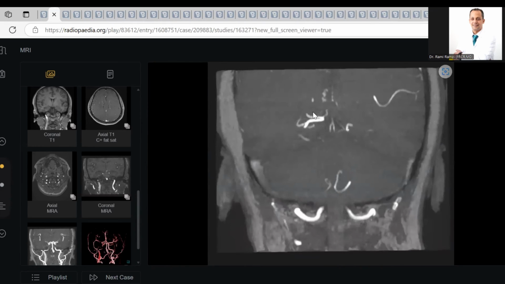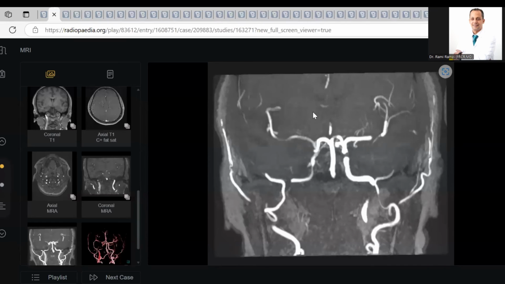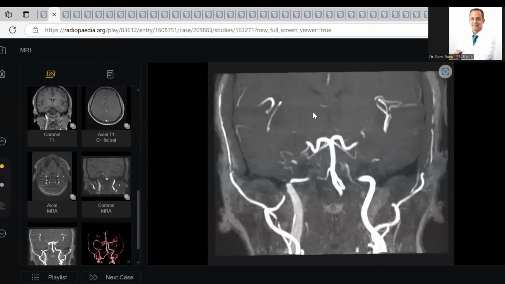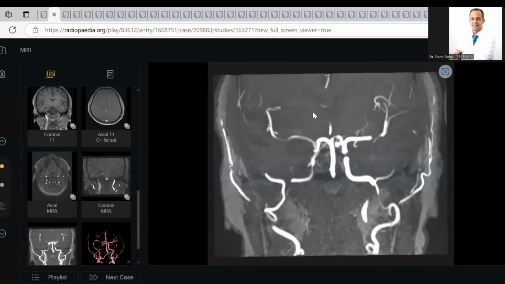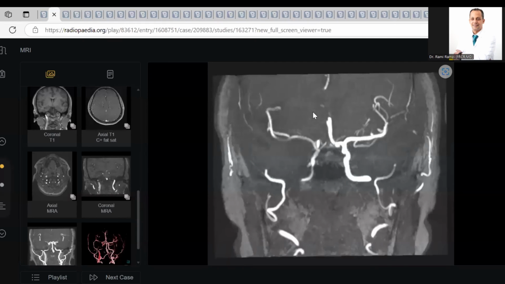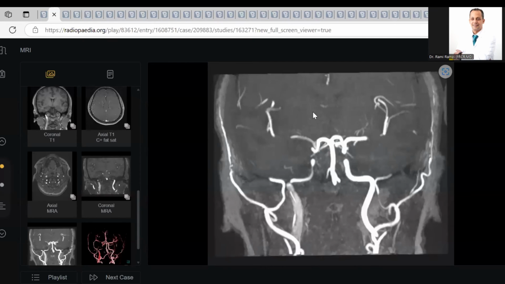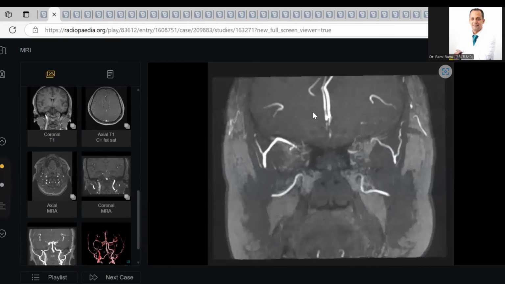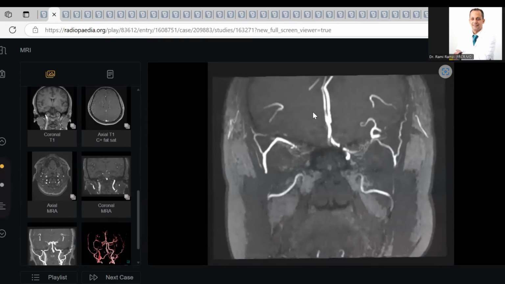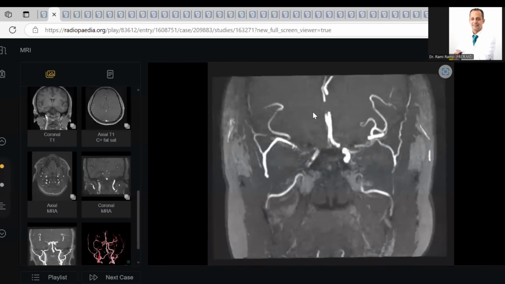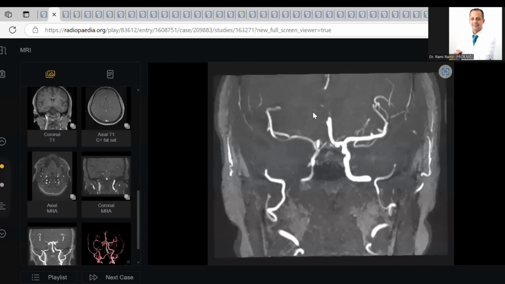Which type of MRI is this one? This is, I think, the time of flight image. Excellent. What happened? There is a dissection with a double lumen, one, I think, false lumen, and the true lumen is narrowed. I cannot appreciate the intimal flap on these images. This is the left internal carotid. This is the left ICA.